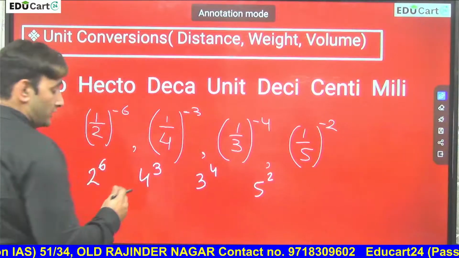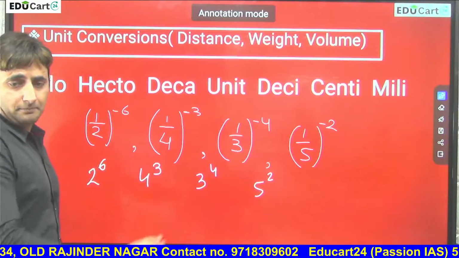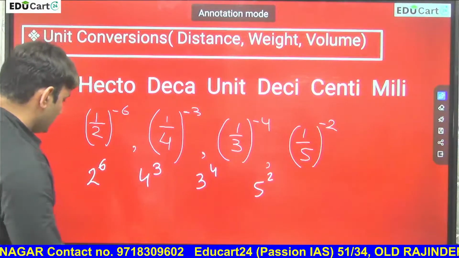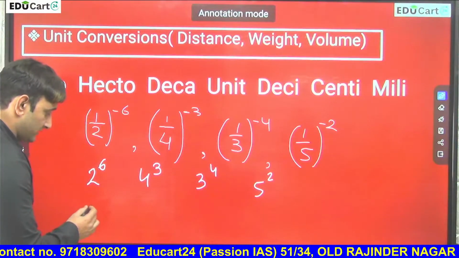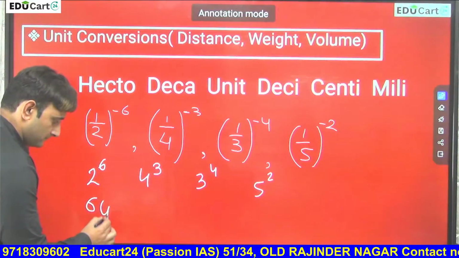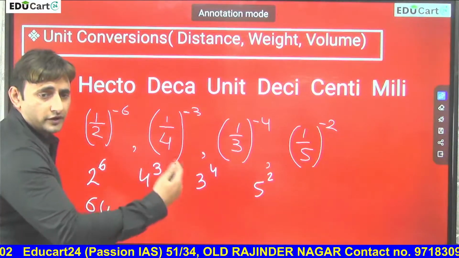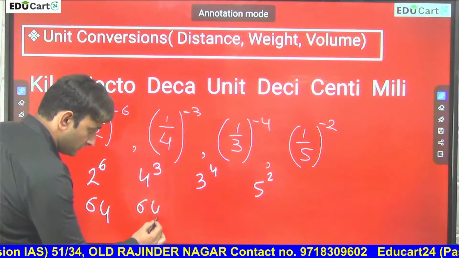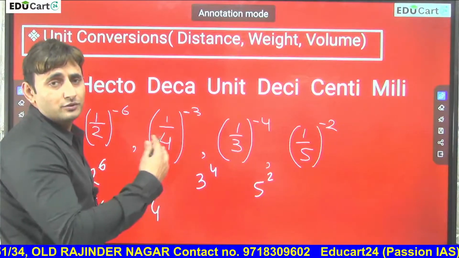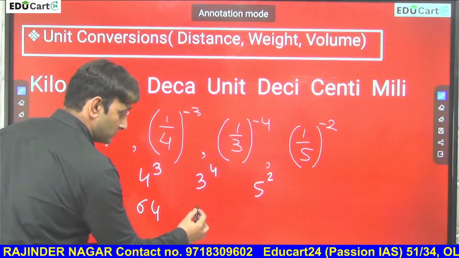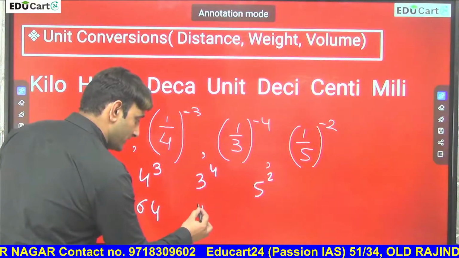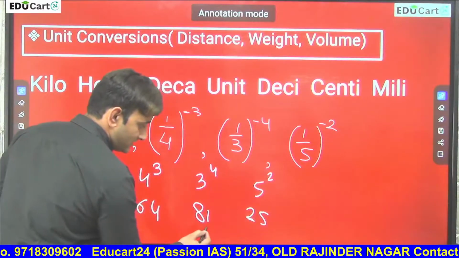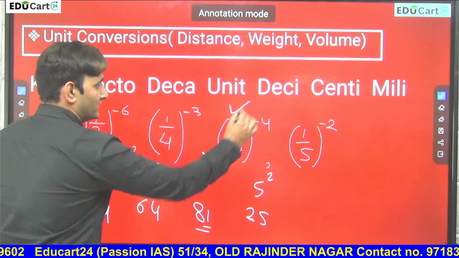So these values are 2 to the power 6. It means 2 multiplied by itself 6 times, 2 into 2 into 2, like this. So this will come out to be how much? 64. 4 to the power 3, 4 into 4 into 4. So this is also 64. 3 to the power 4, 3 into 3 into 3 into 3, 4 times 3 multiplied by itself. You will get 81. And 5 square is 25. My dear, 81 is the largest value. So this was the answer.